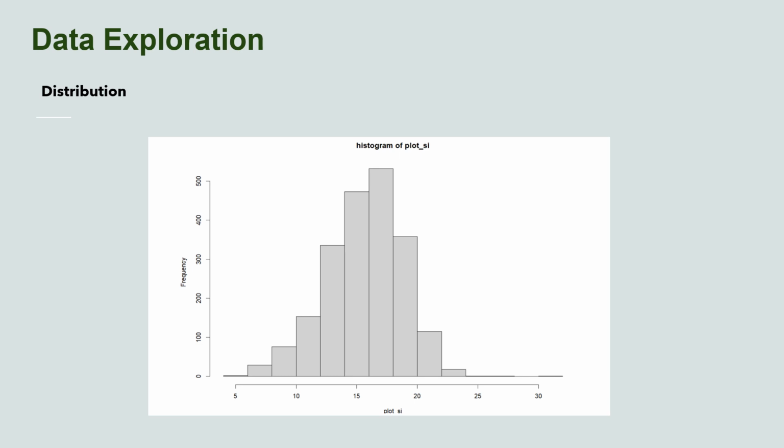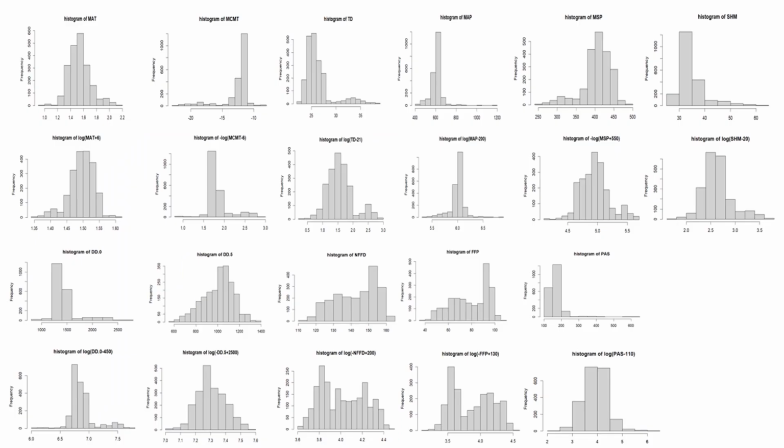Here is my data exploration. First, this is the figure about the plot site index distribution. It seems like a normal distribution. To make the climate data less skewed and outliers less extreme, it is necessary to do a data transformation. This can bring the data closer to the normal distribution. We can see that the first row and the third row show the original distribution of the climate variables, and the second row and the fourth row show the data after the transformation.